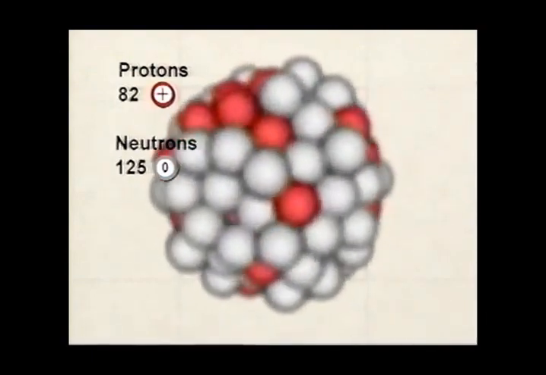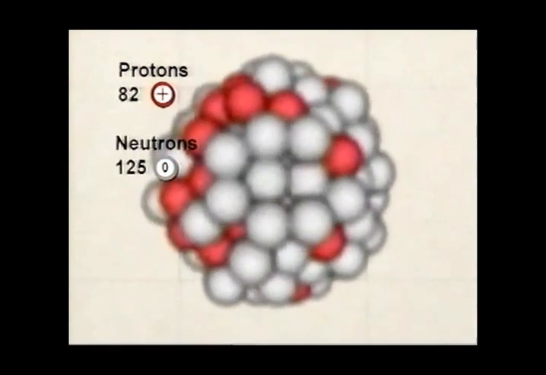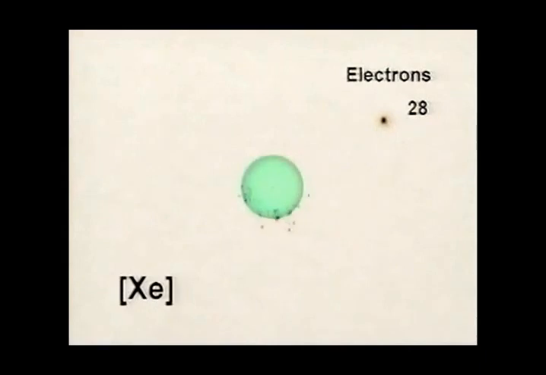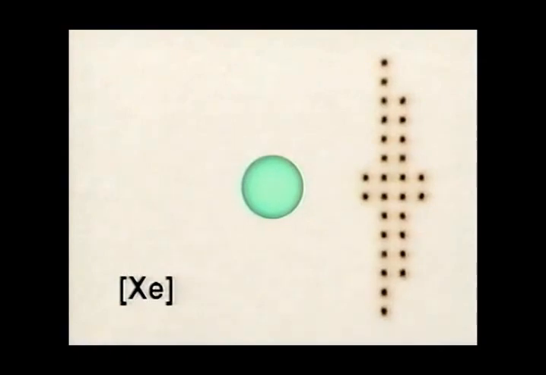These electrons are found in 6 orbital shells surrounding the nucleus, which can be visualized as being built up from the nearest preceding noble gas, xenon. Xenon has 54 electrons distributed among 5 orbital shells. Lead has 28 more electrons than xenon.